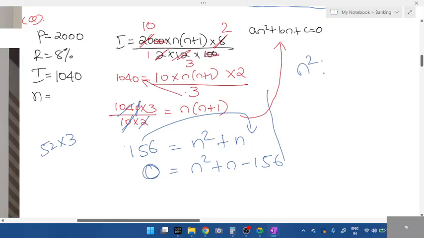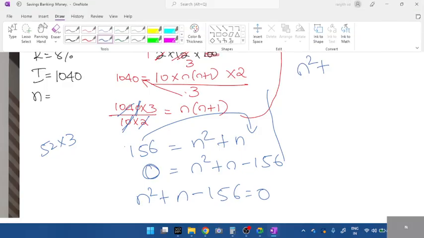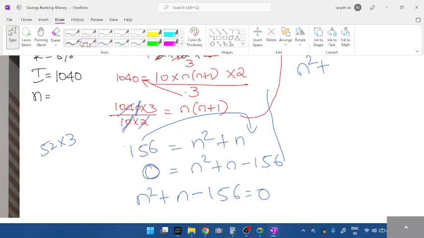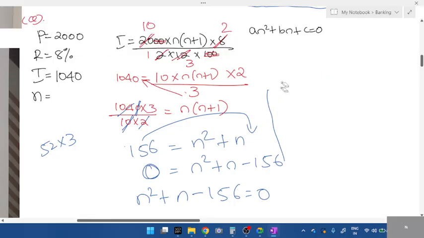Doesn't it become like this if you rearrange? n square first, plus n, just shift the position. Minus 156 is equal to what? 0. Is this clear? Did you understand? Okay. Compare this with the main equation. See, the main equation I have written at the top: a n square plus b n plus c. What is the a value, students? Compare. a is equal to 1, right?